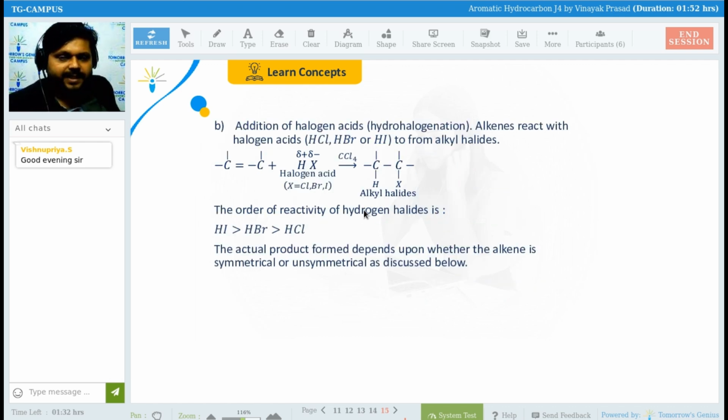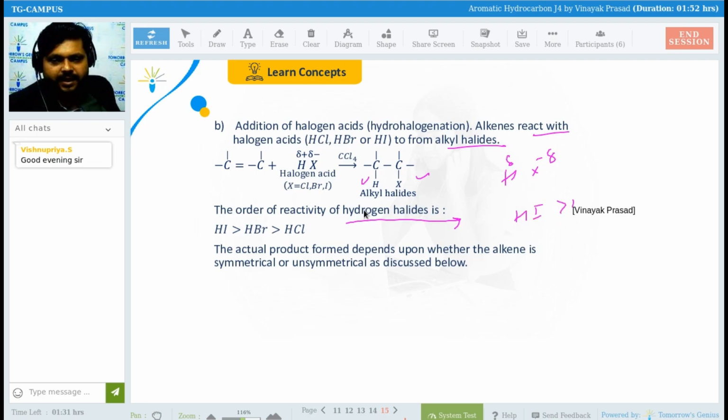Now see here. Addition of halogen acids, that is hydrohalogenation. Alkenes react with halogen acids HCl, HBr, HI to form alkyl halides. So a double bond is there. Again, the double bond will break down, and in HX, H will be positive, X will be negative. So H will go to this carbon and X will go to this carbon. Order of reactivity of the halogen acids is what? That is HI, HBr, then HCl.